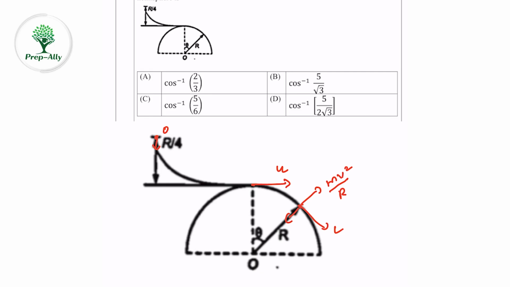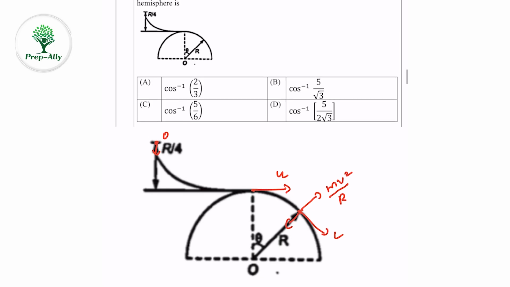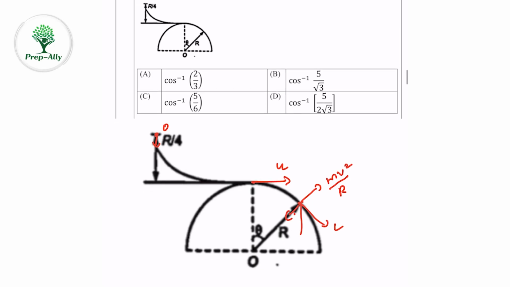Also it will have an inward force of, you see this angle is also theta, so mg cos theta will come this way. I'll just write it as inward force of mg cos theta. Also it will have a normal outward. What we want is that there should be no contact.